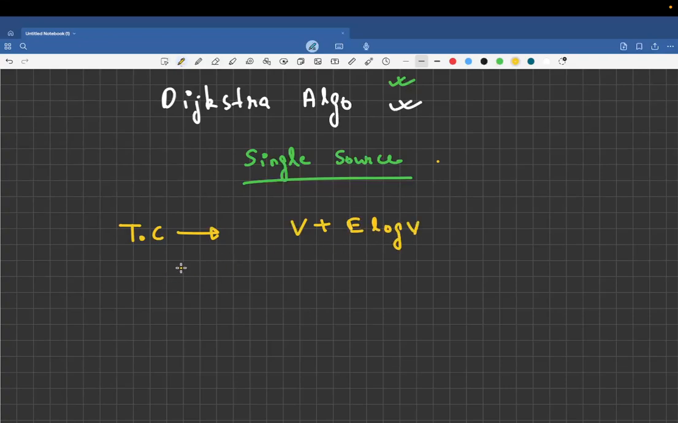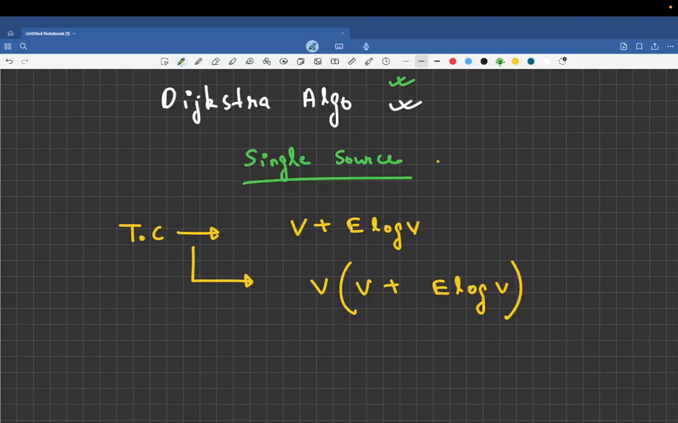Now just tell me one thing. If you are running Dijkstra for each and every node, where V is the number of vertices and E is the number of edges, then the time complexity will become V multiplied by (V plus E) log V.